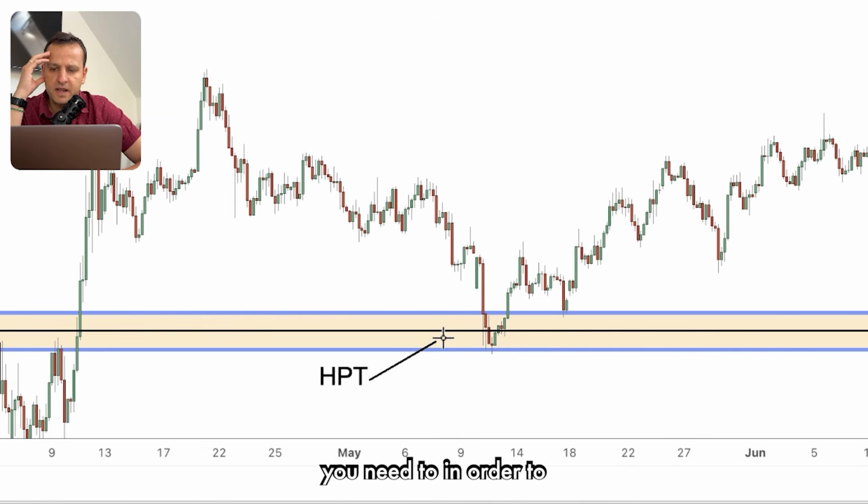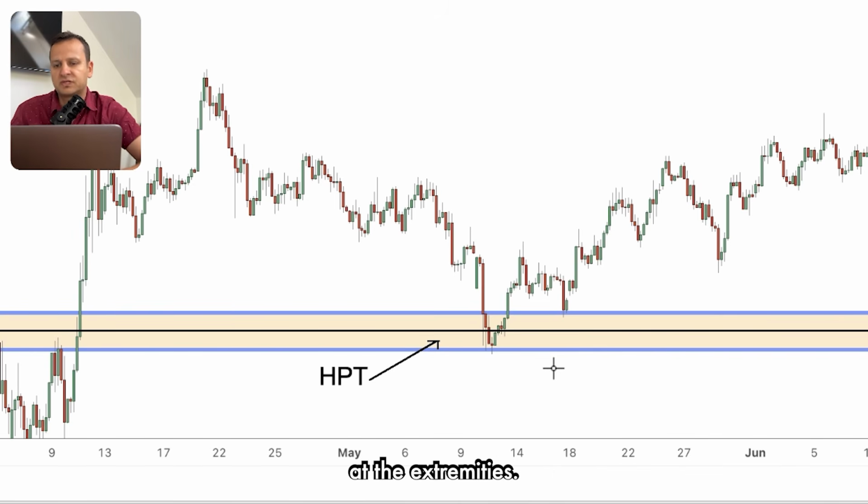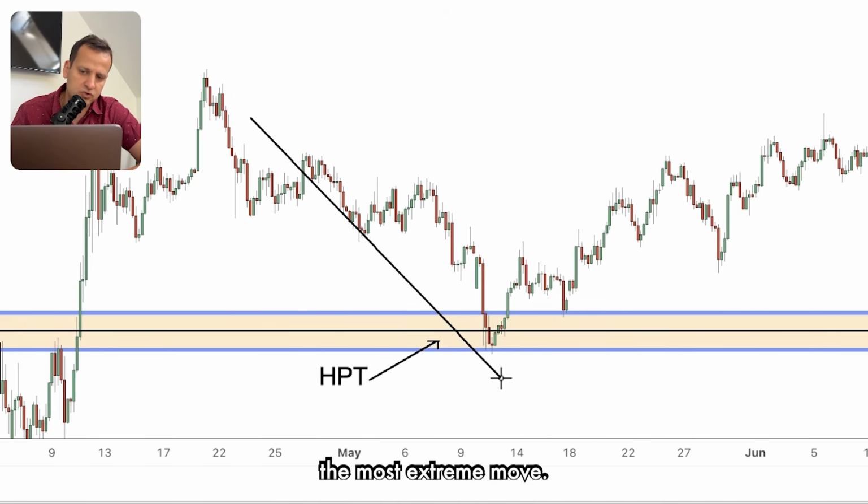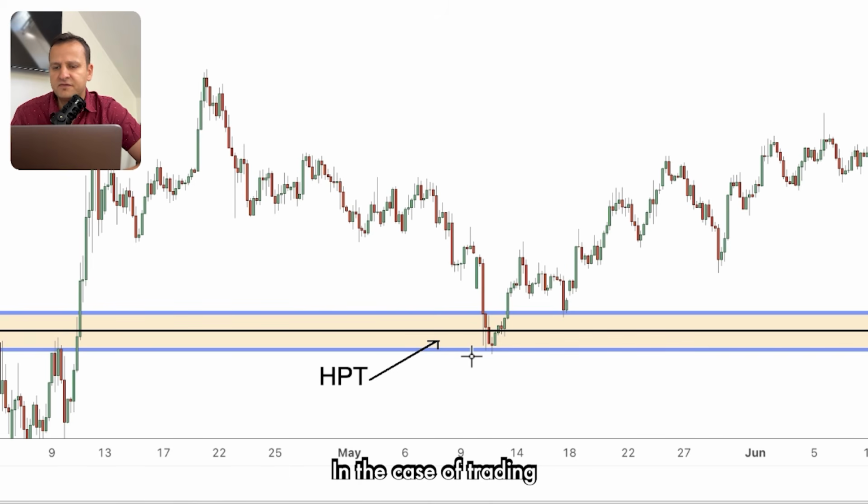In order to memorize that and not get confused, you're always looking at the extremity. So if you're looking to enter a long trade, you're always looking for the price to make the most extreme move, and only then look for trading opportunities. In the case of trading the demand zone, this will be the lower part. In the case of trading a supply zone, this will be the upper part of the zone.